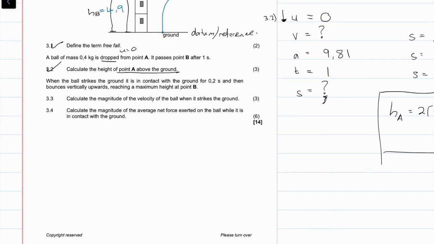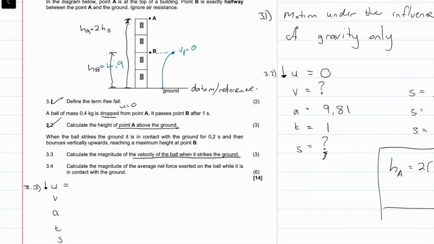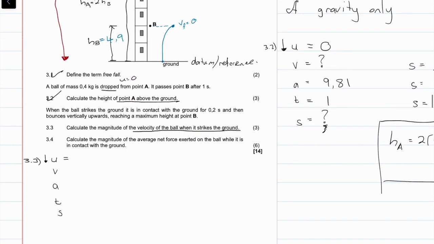Calculate the magnitude of the velocity of the ball when it strikes the ground. Again, a classic UVATS question. So question 3.3, UVATS. I'm going to take downwards as being positive. The scenario I'm going to use is from the top all the way to the bottom. My initial velocity at the top was 0. My final velocity is an unknown. The acceleration is 9.8 meters per second squared downwards. My time is unknown, but this time I know my displacement, and it's downwards.